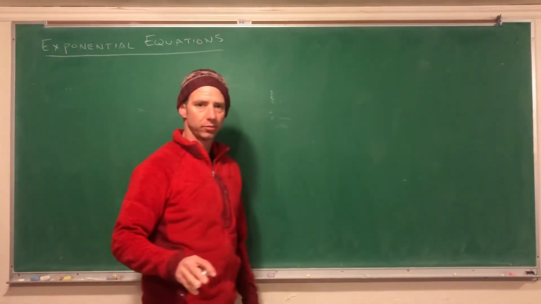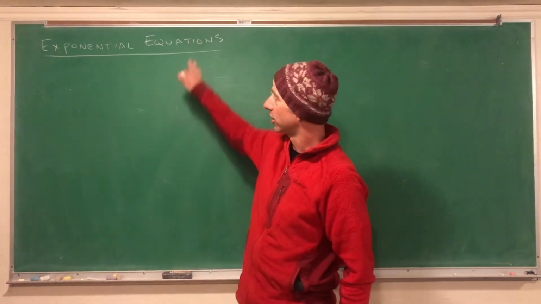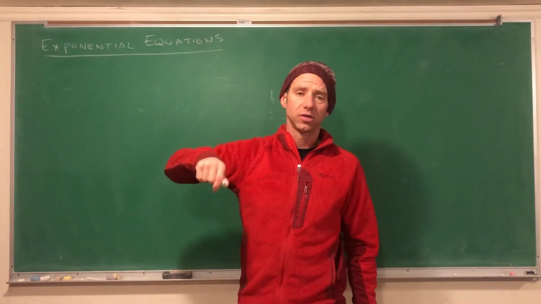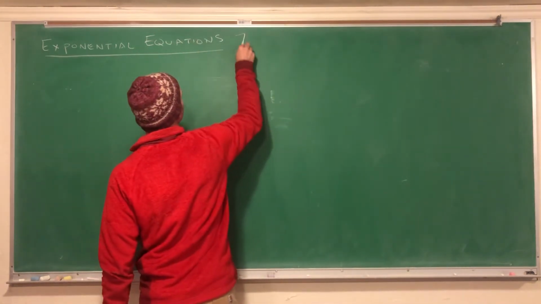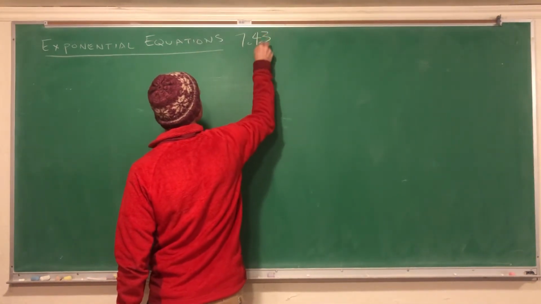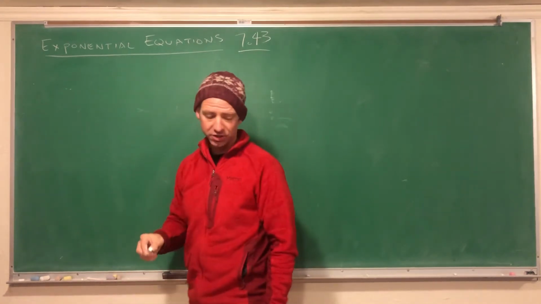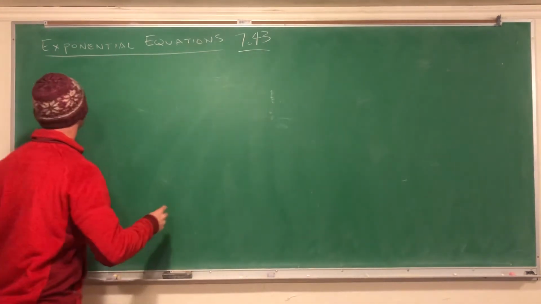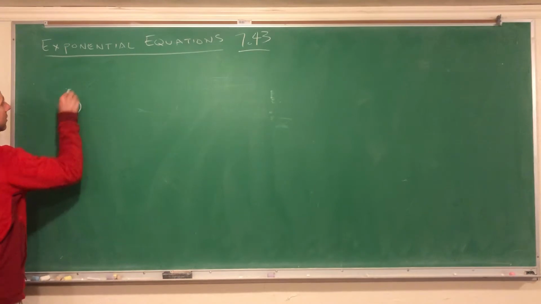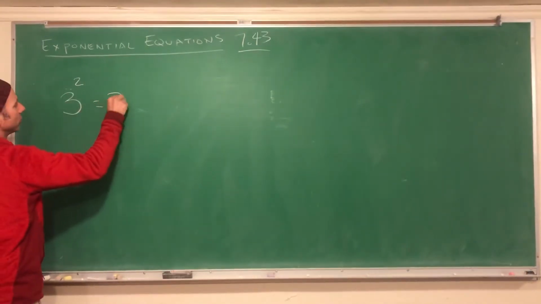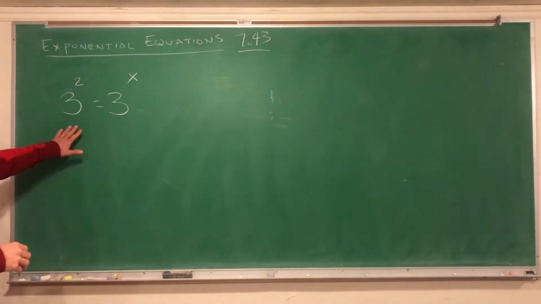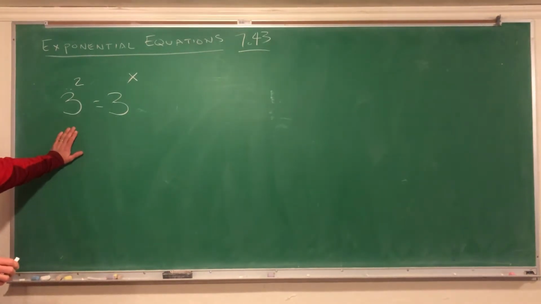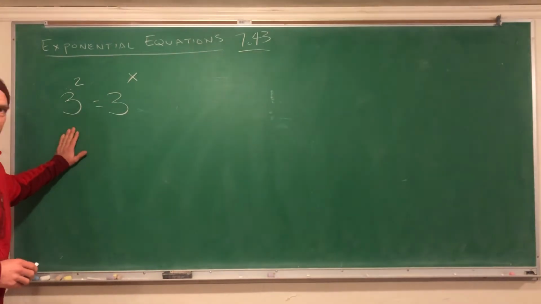We're going to do a couple examples of exponential equations. This is similar to number 743 in the textbook. Now, an exponential equation would be something like this: 3 squared equals 3 to the x. I bet you guys could figure out what x equals here.